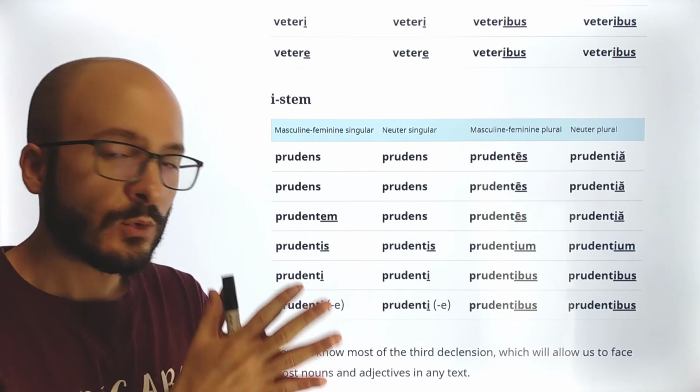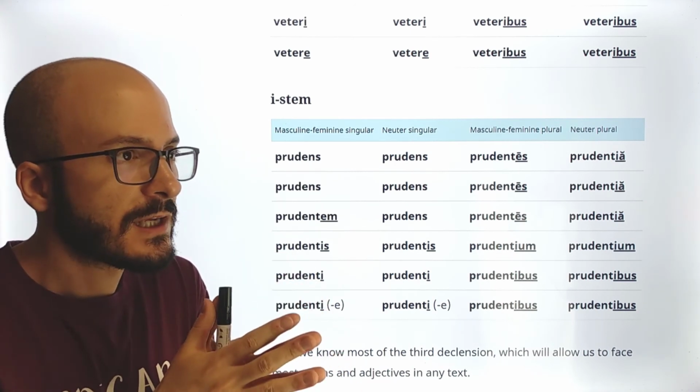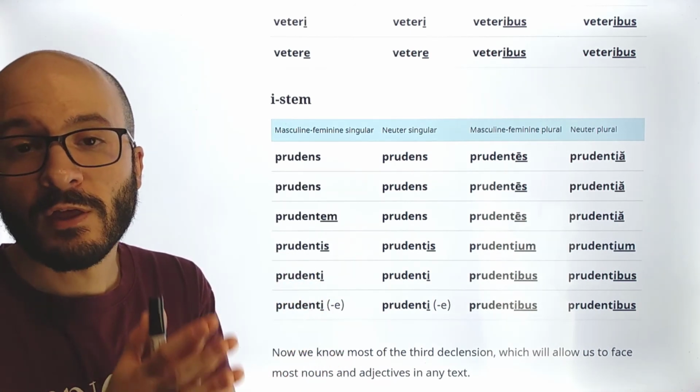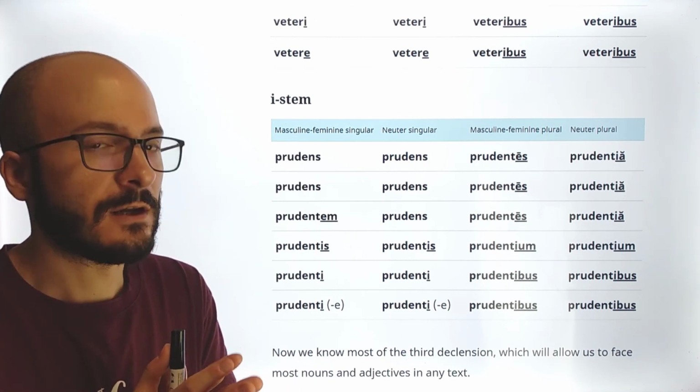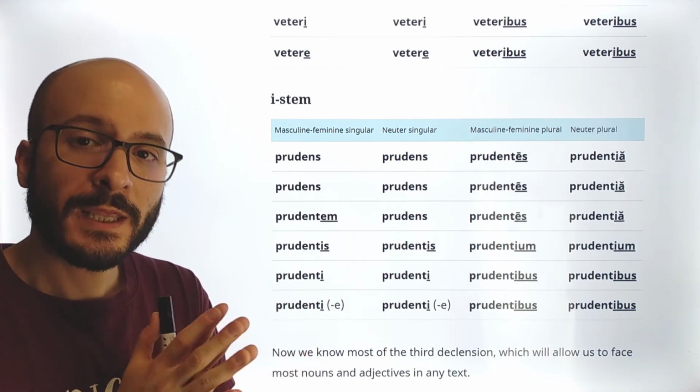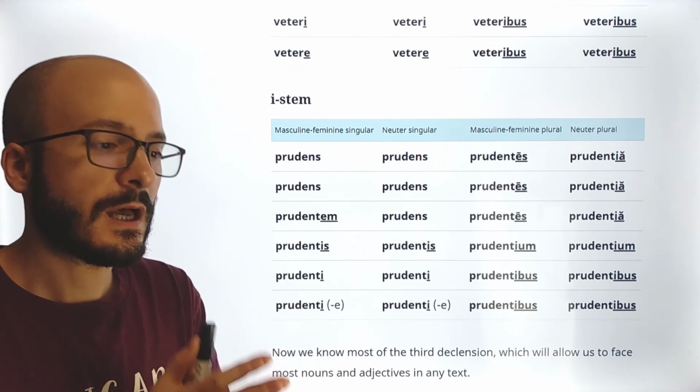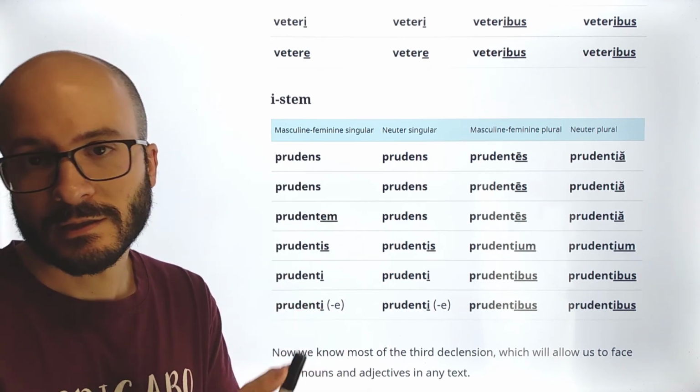And now, with this, we finish like 99% of what we have to know about the third declension, which is a lot. And I think now we go back to the main page of the module and we practice analyzing and translating sentences and text.